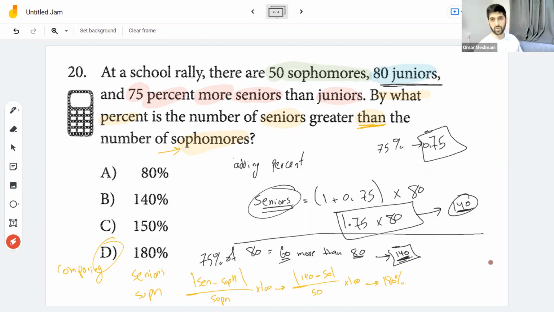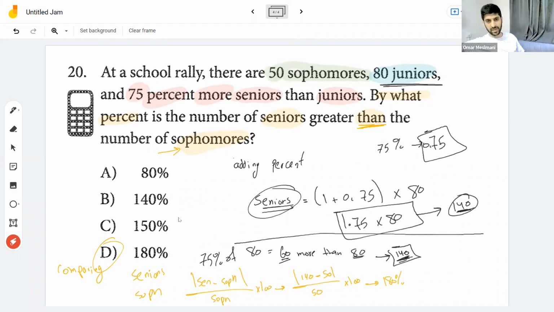Because look, read the question carefully: by what percent is the senior greater than the sophomore? So now I'm comparing between the seniors and the sophomores. How many seniors do we have? The 140 that we found. The one after then is sophomores. How many sophomores do you have? 50. That's why 50. That's why you subtract them over the number that comes after then.